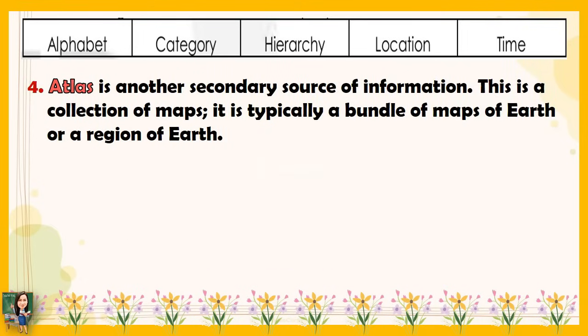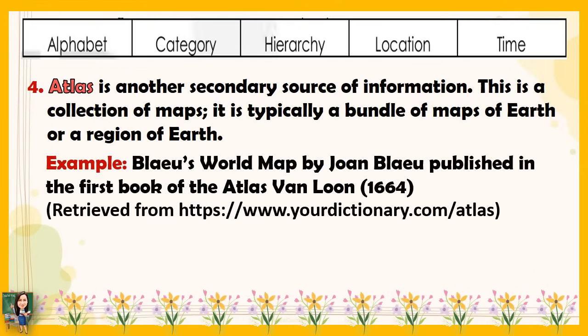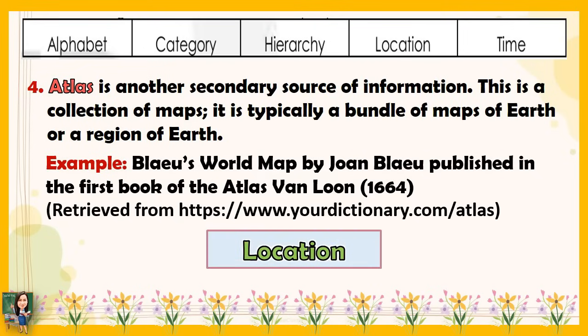Number 4. Atlas is another secondary source of information. This is a collection of maps. It is typically a bundle of maps of Earth or a region of Earth. For example, Blue's World Map by Joanne Blue, published in the first book of the Atlas van Loon, 1664. What idea should be used for this? Very good. The answer is location.